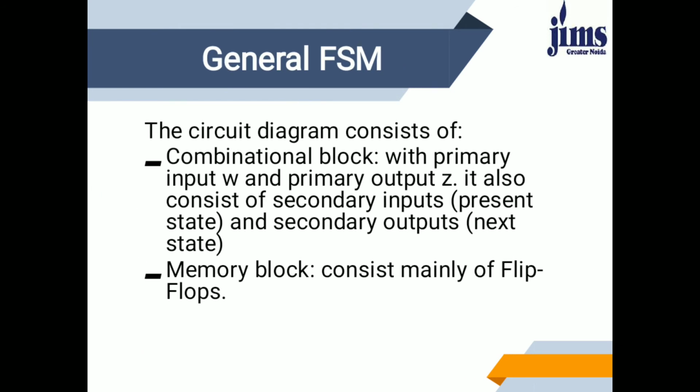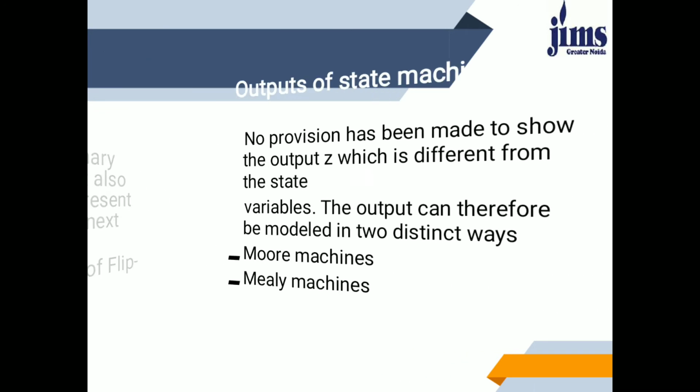Now, in a general FSM, how many blocks do we have? One is the combinational block and another is the flip-flop block, which is actually the memory block. The combinational block contains the primary input W, the primary output Z, and also the present state and next state. Present state will be the secondary inputs, that means small y, and next state will be the secondary outputs, that means capital Y. The memory block will mainly contain flip-flops.